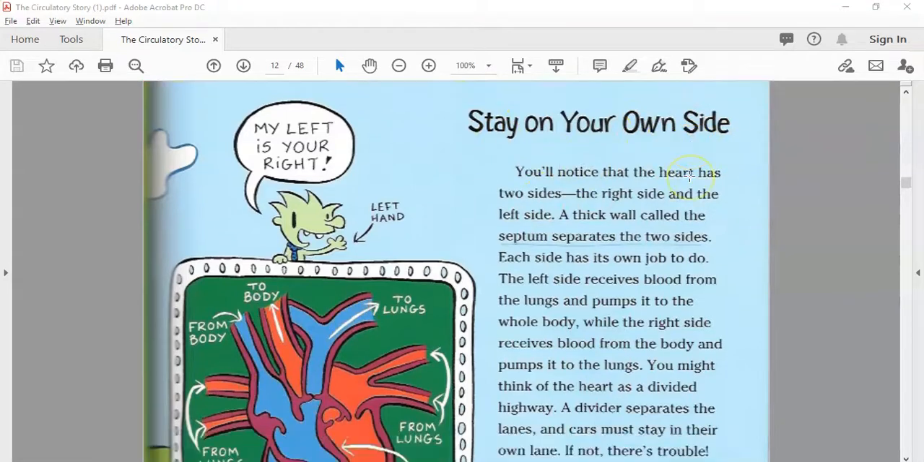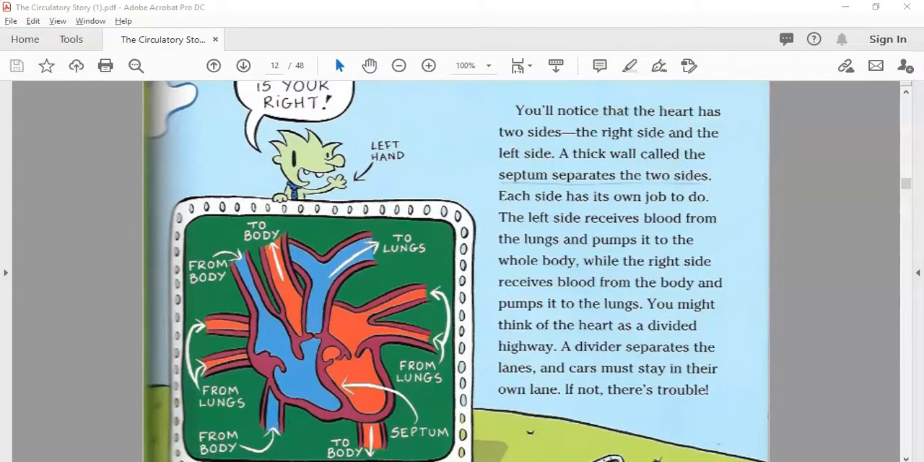So I know this whole section is going to be talking about the sides of my heart. And it says stay on your own side. I wonder why. You'll notice that the heart has two sides. Oh, the right and the left side. So how many sides, boys and girls? Two, the right and the left. A thick wall called the septum separates the two sides. So we can see here in the middle, there's the septum. And it's pointing right here.